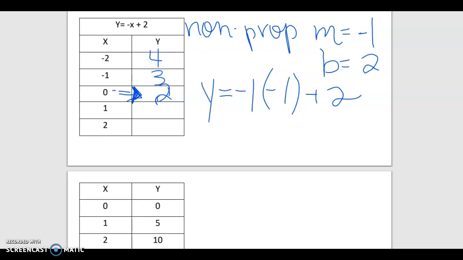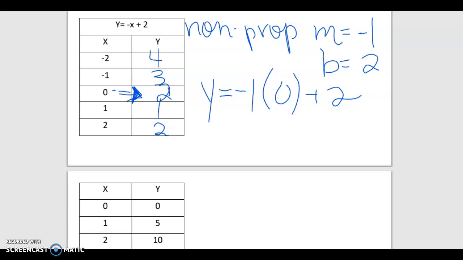My pattern so far is 4, 3, 2. You may go ahead and guess the next one, but I'm going to go ahead and plug it in. Negative 1 times 1 is negative 1 plus 2 is 1. All right, now I'm going to plug in my 0. Negative 1 times 0 is 0 plus 2 is 2. Uh-oh.